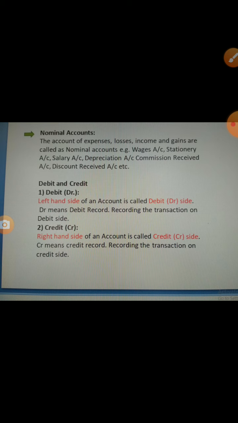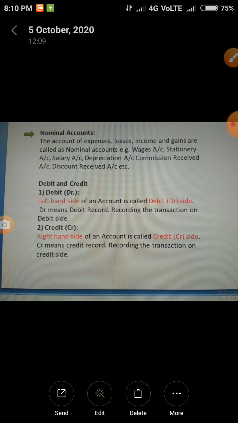Means when we stand in front of the blackboard, or whiteboard or green board, whatever name you suggest, our right hand side is credit side and our left hand side is debit side. So you must understand these concepts properly.